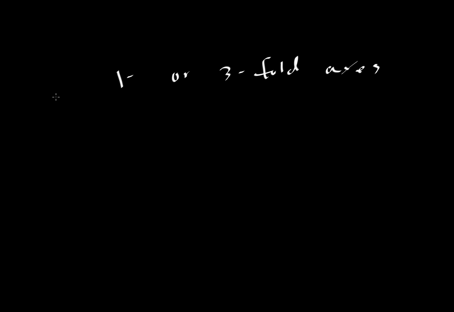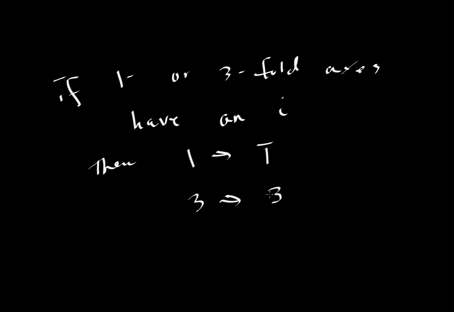So let's put it this way. If a 1 or a 3-fold axis has a center of symmetry, or we'll just write it as I in this case, then the 1 turns into a bar 1, and the 3 turns into a bar 3. So in other words, they are roto-inversion axes. So if we have a 1 or a 3-fold axis, an odd-numbered axis, then if there is a center of symmetry, it must be a bar 1 or a bar 3. They must have that kind of symmetry.